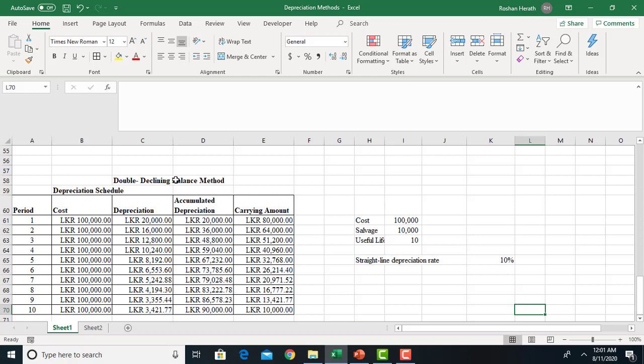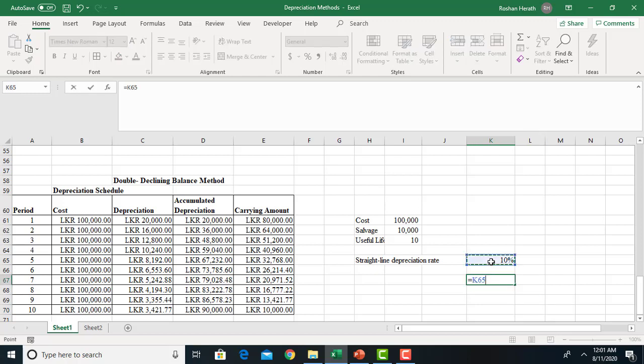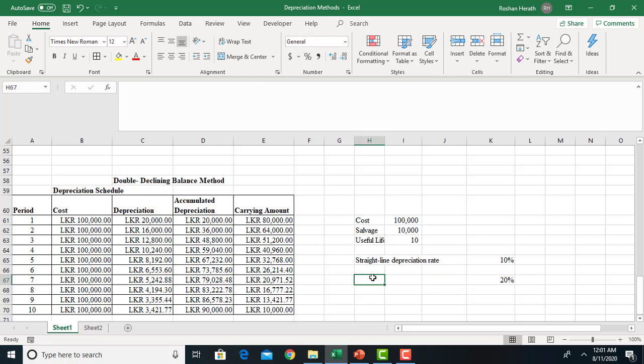Then under the double declining balance method, this straight line depreciation rate is going to get doubled. And that's why we call it the double declining balance method. So you can take this 10%, multiply it by 2, and you know it is 20%. So this is the double declining balance depreciation rate.